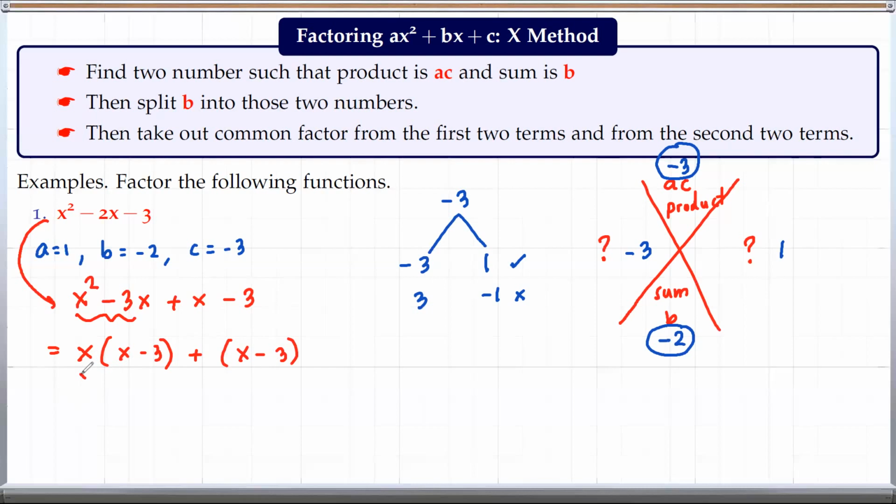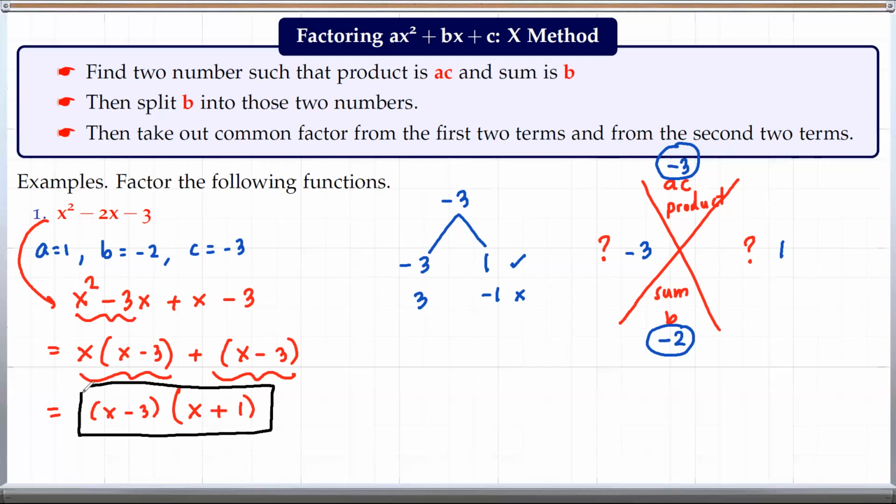Now we look at these two terms, this term and that term. So from here, you see x minus 3 common. So when you take x minus 3 from here out, you are just left with x. And when you take x minus 3 from here, you are left with 1, so plus 1. So these are the factors. X minus 3 and x plus 1. So we are done with this example. Let's look at the next one now.